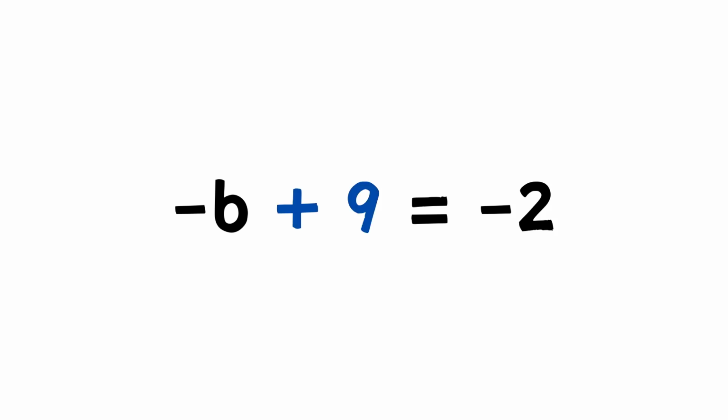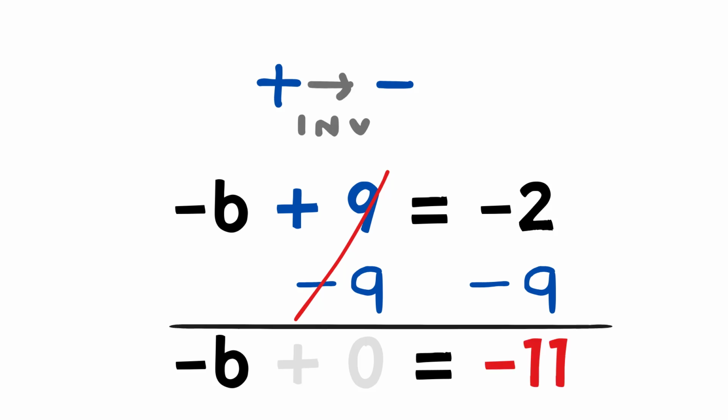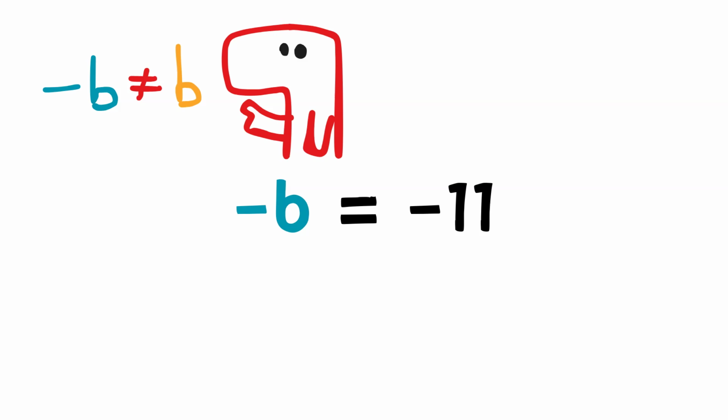First, let's get rid of the 9. The inverse operation of addition is subtraction, so if we subtract 9 from both sides, we can isolate the negative b. 9 minus 9 is 0, so we can cancel that out. And negative 2 minus 9 is negative 11. Now we have negative b equals negative 11, but we can't stop there. We need to find b, not negative b. How can we get rid of the negative sign?